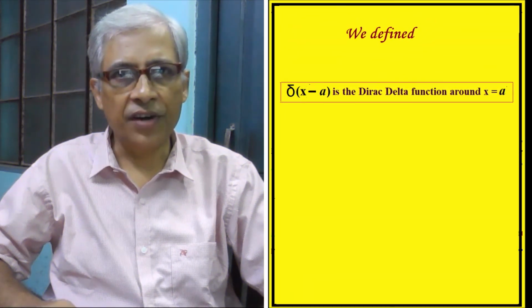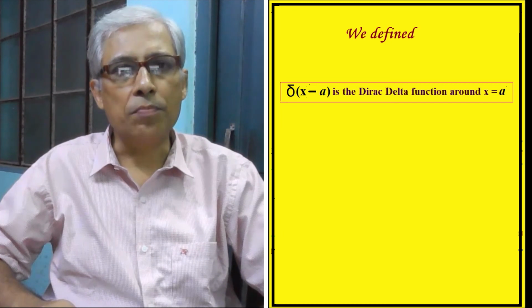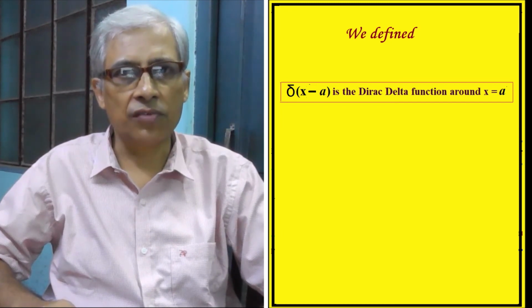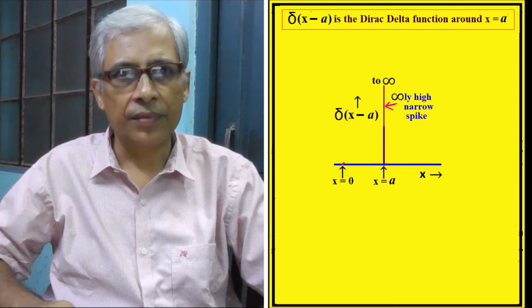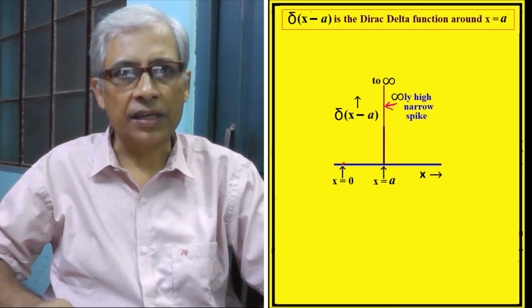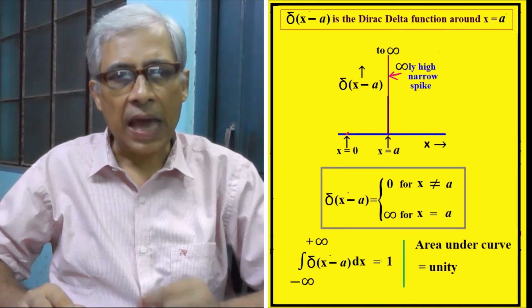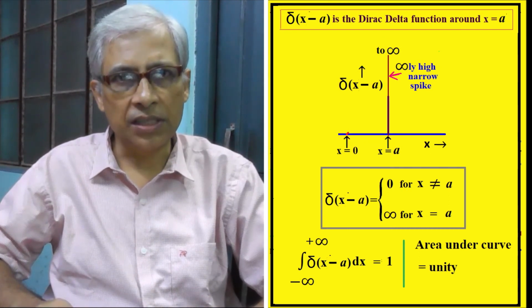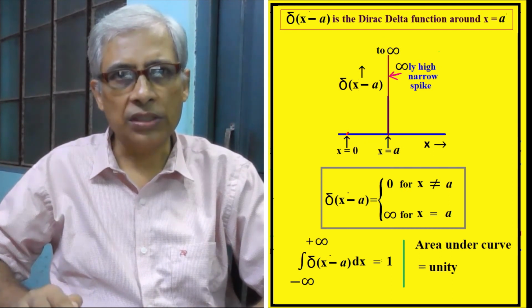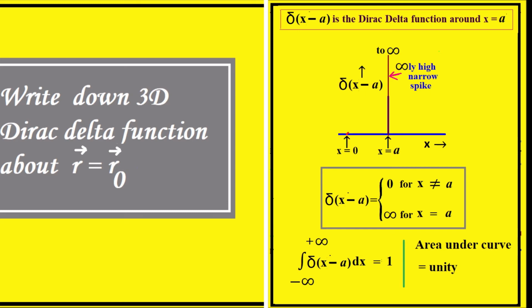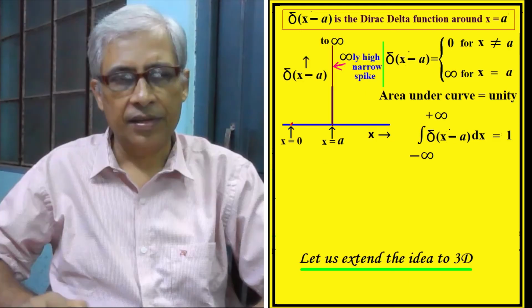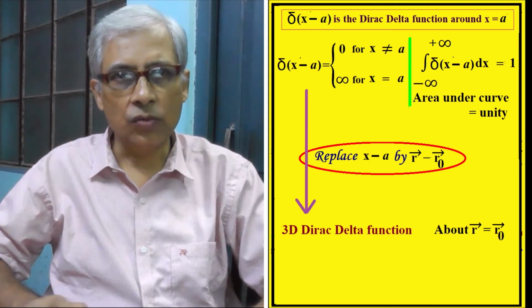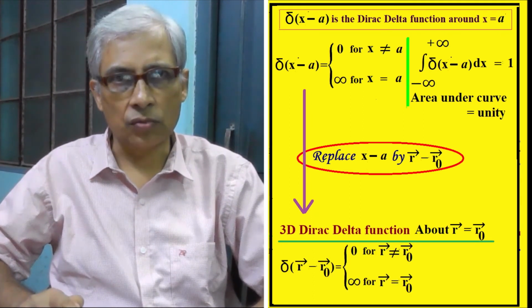We had earlier defined and discussed what we mean by Dirac delta function of x minus a. It is an infinite spike at x equal to a, and the mathematical representation for it has been quoted. Let us extend the idea to 3 dimensions. In other words, we write down the Dirac delta function of vector r about vector r0.